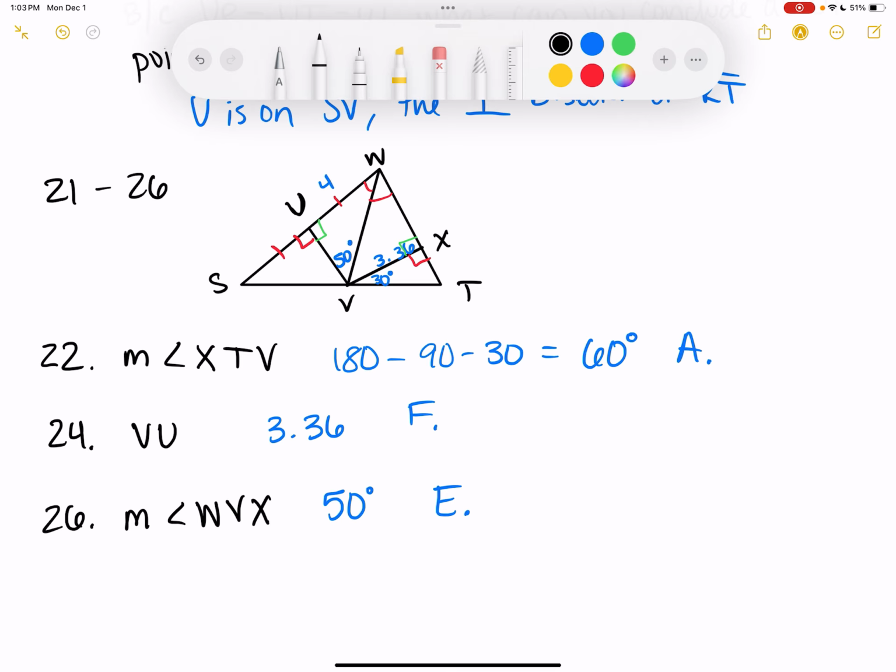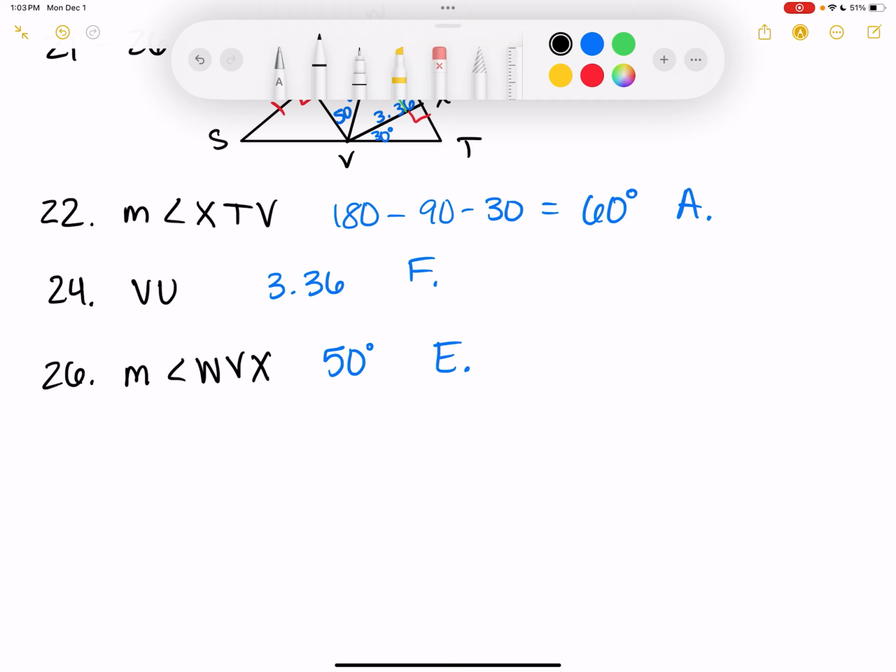Questions on those? We're going to get into our proofs here, and then we'll be done. Holy grail. All right, 30.